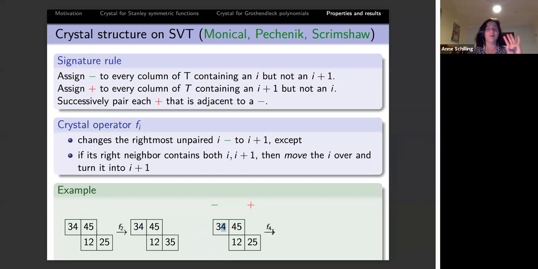But notice that this is a problem, because then you have 3, 5, 4, 5. But now you don't have weak increase in this row, right? Because that would be violated. So what you do in that case is you actually just take the 4 from the right box and you move it over. So the number of things in a box can change under these crystal operators. Okay, so that's the Monical Pechenik Scrimshaw crystal.